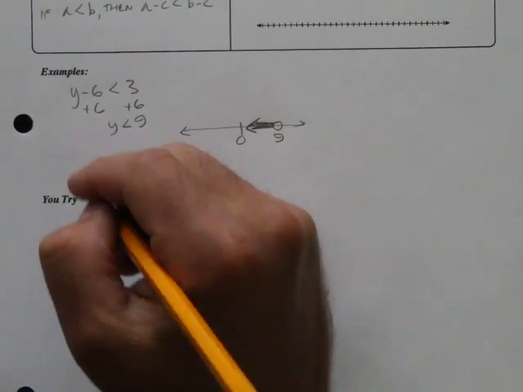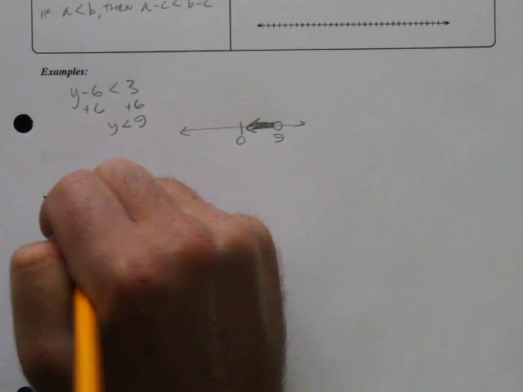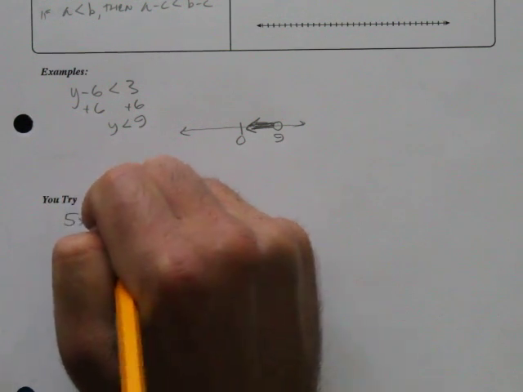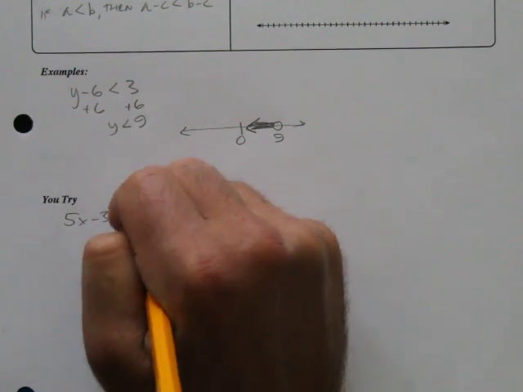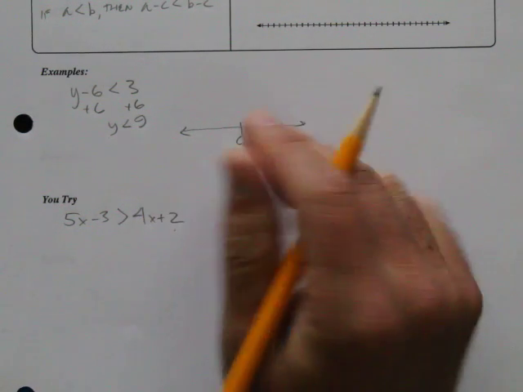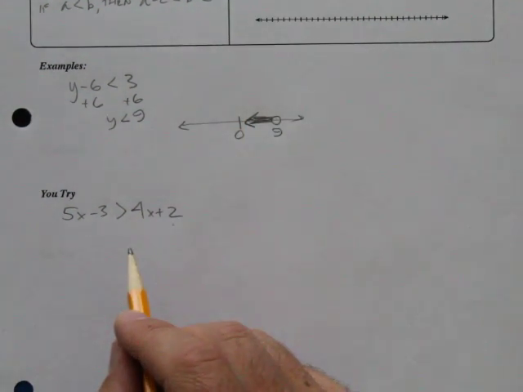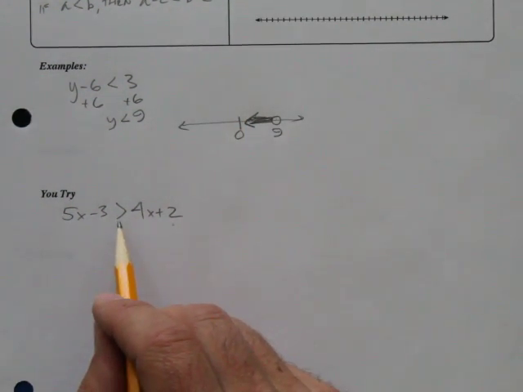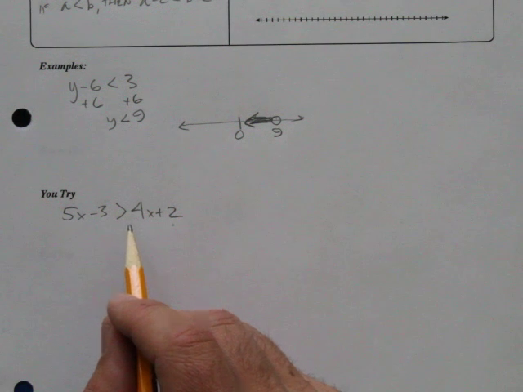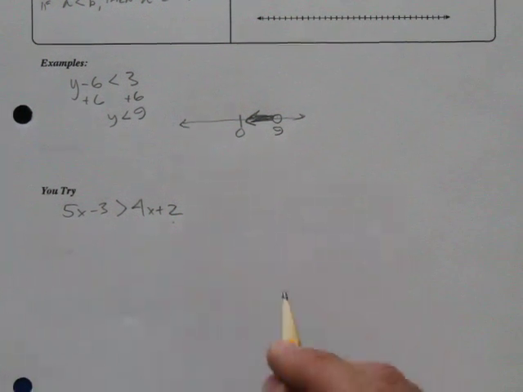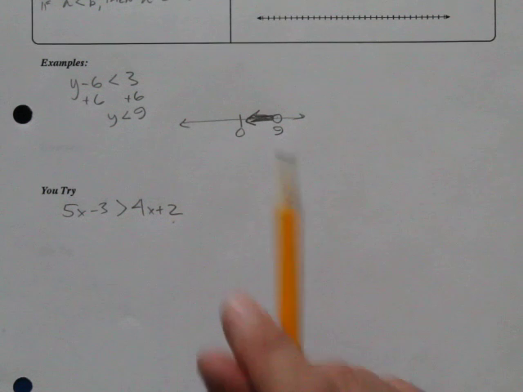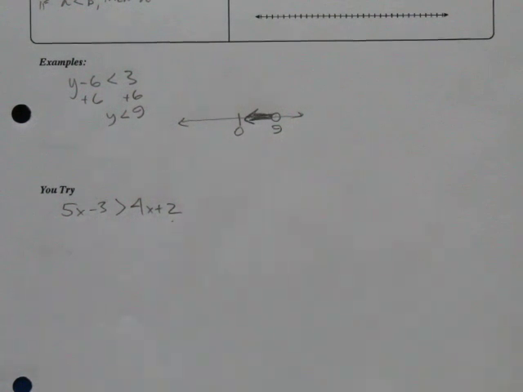All right, let's have you guys do one. 5x minus 3 is greater than 4x plus 2. So go ahead and solve this as you normally would an equation, even though this is an inequality, and then graph it based on how we just graphed this. Pause and go.